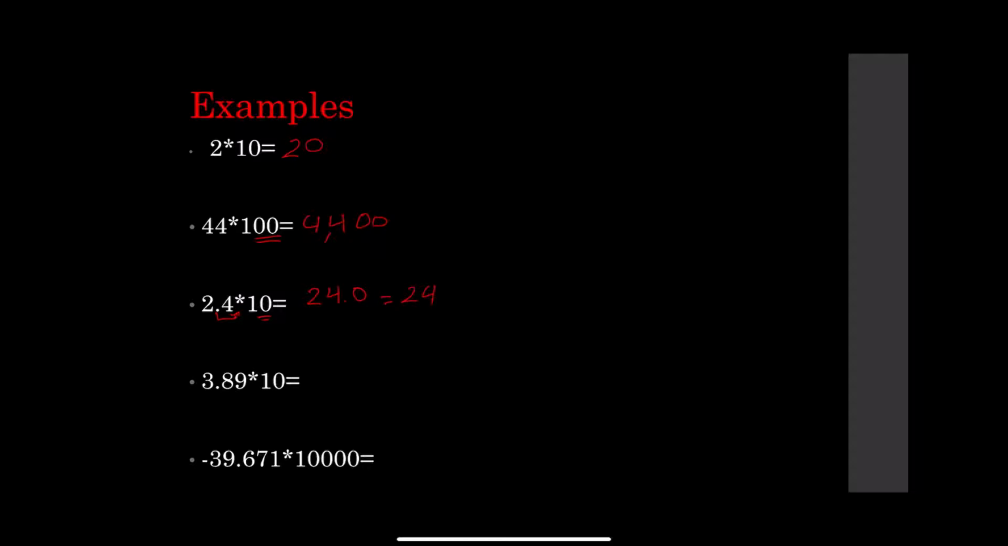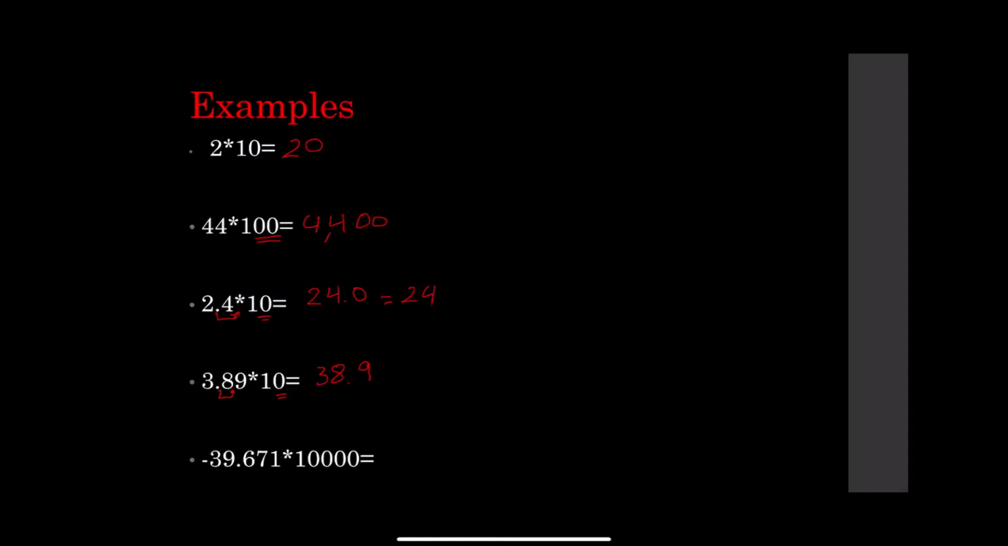3.89 times 10. Again, we are multiplying by 10. It has only one zero. We need to move this decimal point to the right one place value. So the answer is going to be 38, and then put the decimal point and put the rest of the digits that we have, which is only 9.